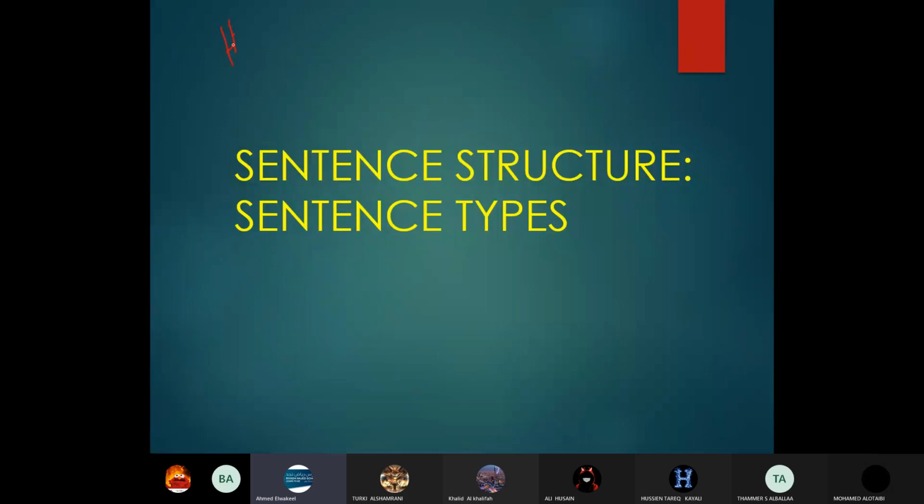How many types of sentences do we have? Yes, teacher. How many sentence types do we have, or types of sentence do we have? 4. Which are?